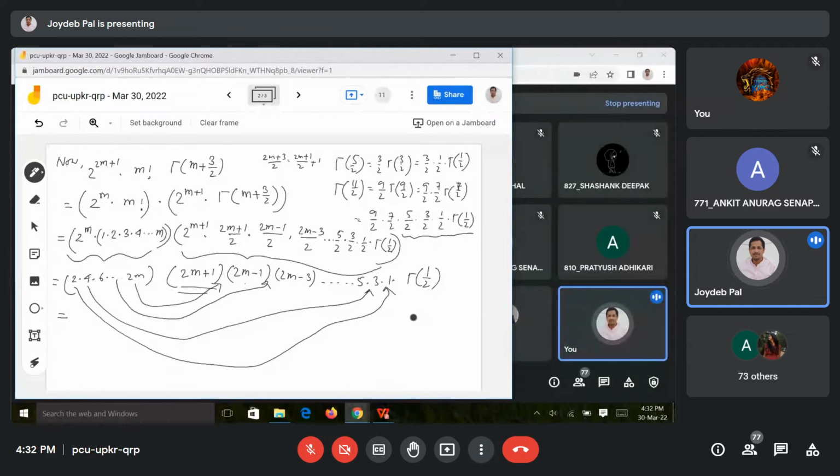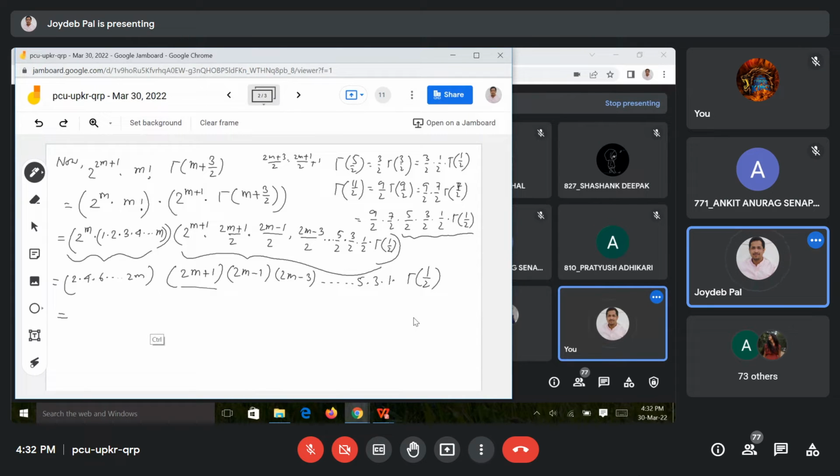So ultimately what we will get? 2m plus 1 factorial, right? It means 1 into 2 into 3 into 4 into 5 into 6 up to a maximum of 2m plus 1 after rearranging. So it is 2m plus 1 factorial. Okay. And of the rest of the terms, only one term is left, gamma half, which is root pi.